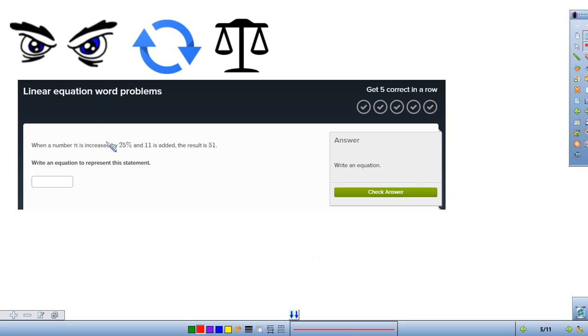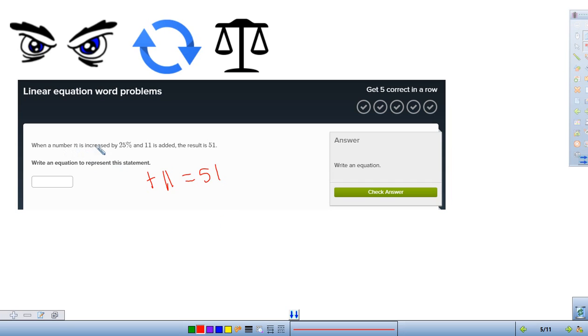Okay, so we have another problem here. This is linear equation word problems. So let's read through it. It says when a number n is increased by 25% and 11 is added. Well, I know I'm going to be adding 11. That's the easy part. Then the result is 51. So that's equal to 51.